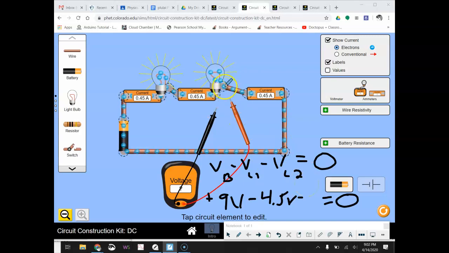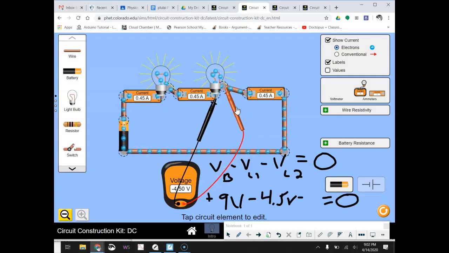What's the voltage this light bulb has to be? Yeah, it should be 4.5. Let's check and see. If I go there and there, we get a negative 4.5, just like we were saying. So that's minus 4.5 volts. Sorry, drawn with my thumb. As bad as my handwriting is, it gets worse with my thumb. So we have plus 9 volts from this battery, minus 4.5 here, minus 4.5 here, and we're back to 0.